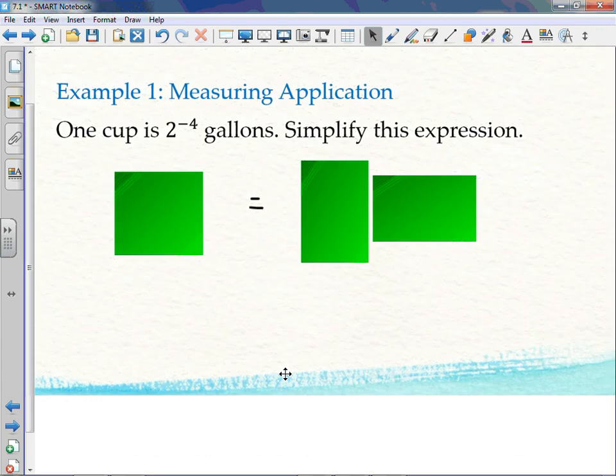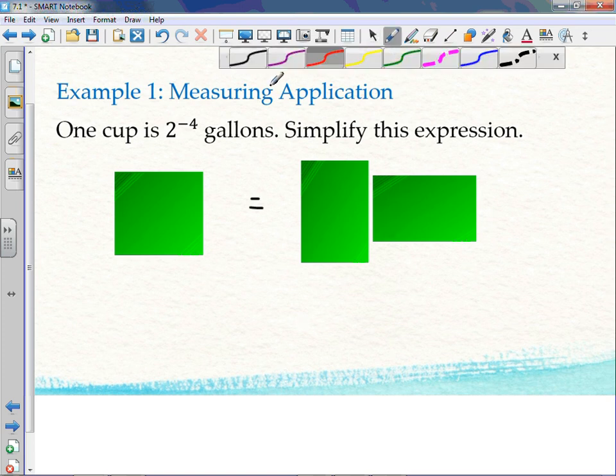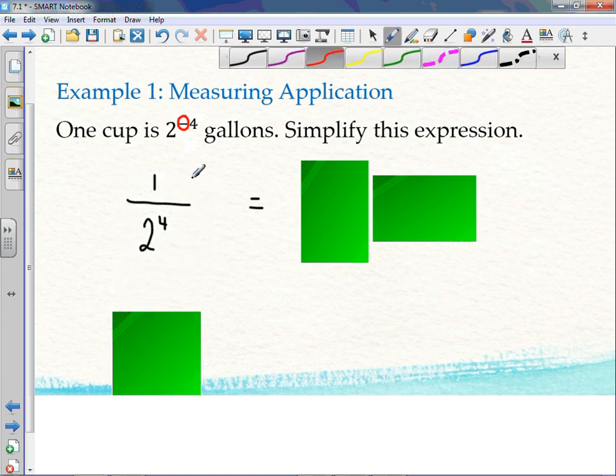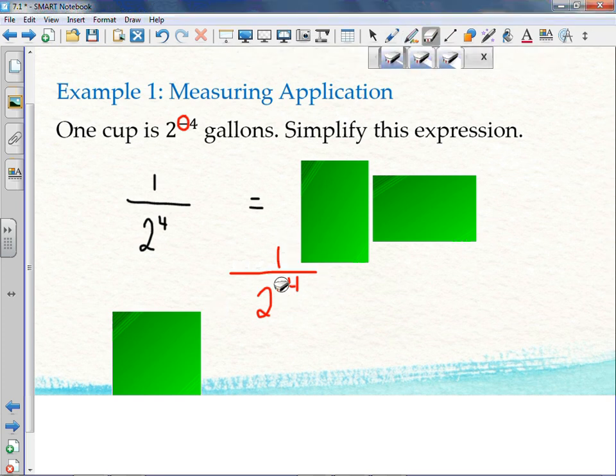Simplify this expression. So, as we said before, this negative sign is going to drag the 4 and the 2 down to the denominator. So it's going to end up looking like this. Negative sign drags them down, or another way to think of it, if we have 2 to the negative 4th, just take this negative sign and make it the line for the fraction. And that means it goes away. So lots of different ways to think about it. Whichever way helps you best, run with it.